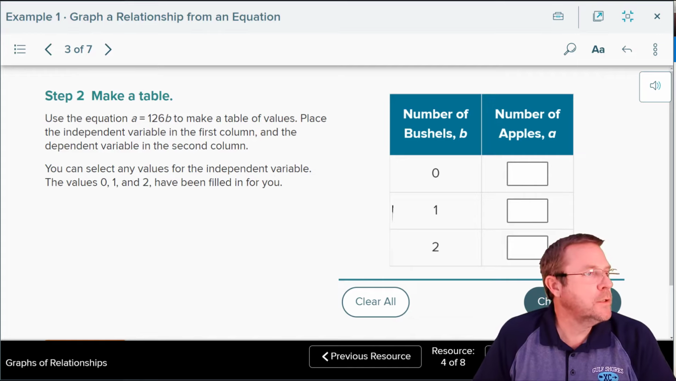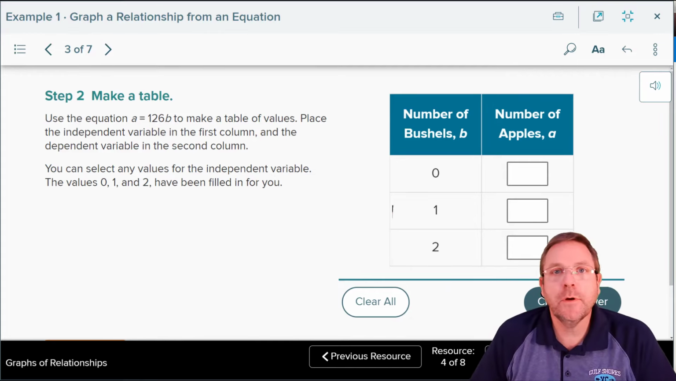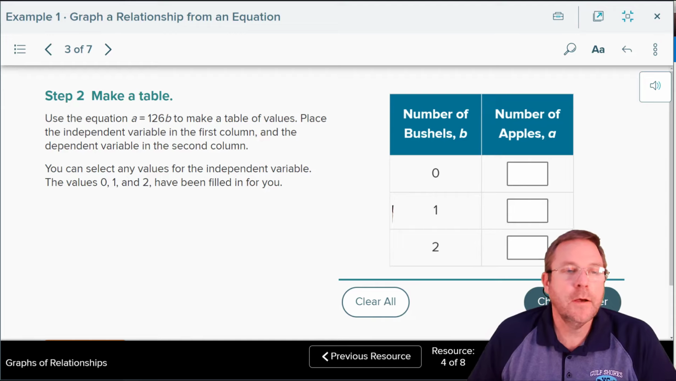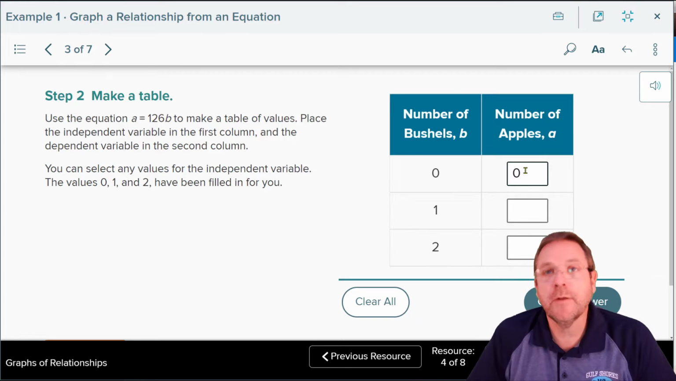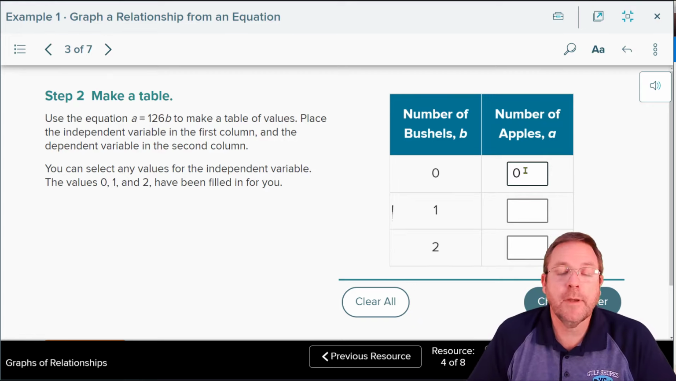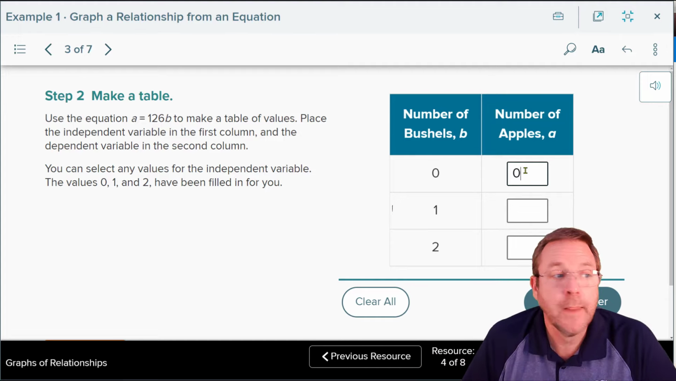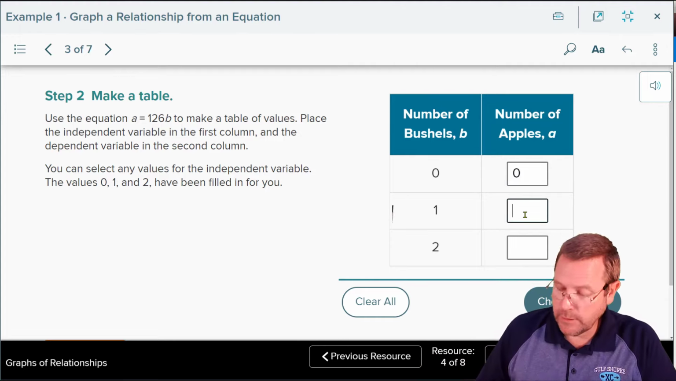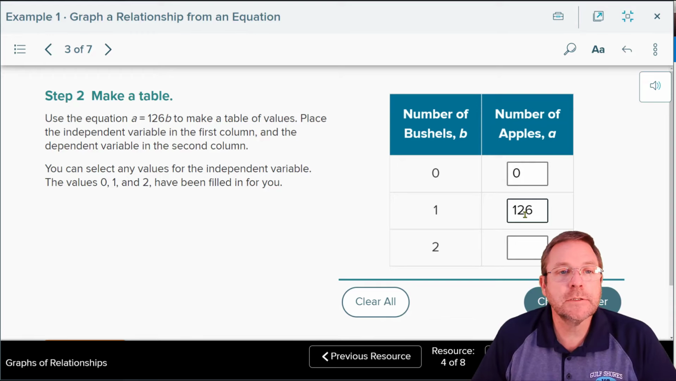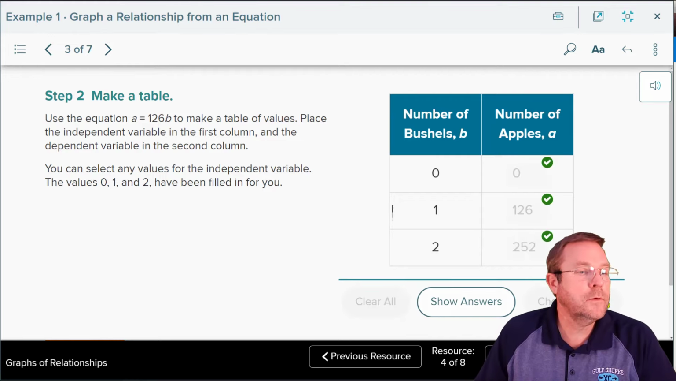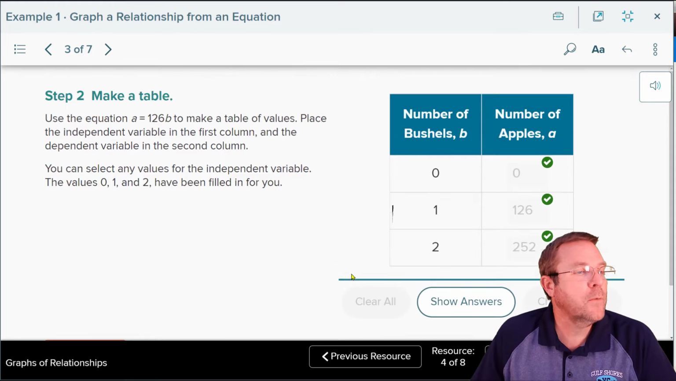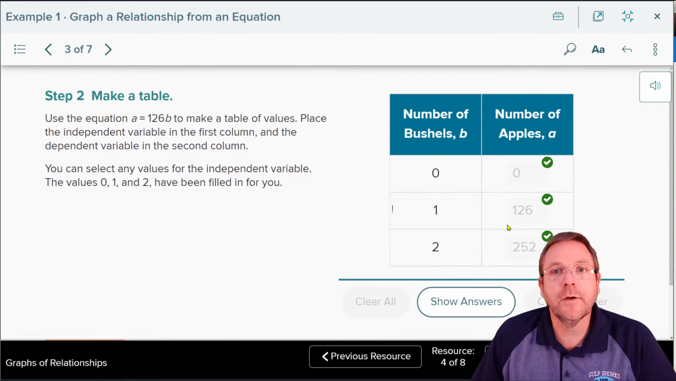Next, we're going to use that equation, A is equal to 126 times B, to come up with the information to fill our table. Well, 0 times 126, that's going to be 0. Because think about it, if you have 0 bushels of apples, how many apples do you have? You have 0. Next, 1 times 126, that's going to be 126. 2 times 126, that's going to be 252. I do believe. Did that right in my head? Yep, excellent. So now we have some information to start off with filling in our table.